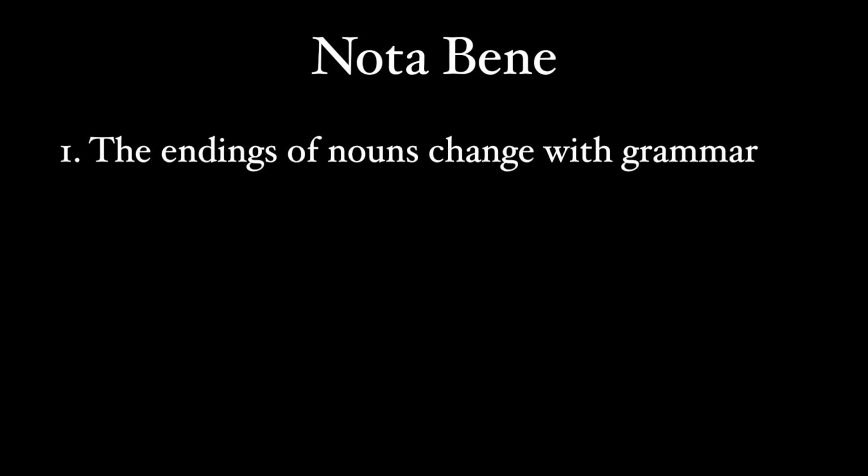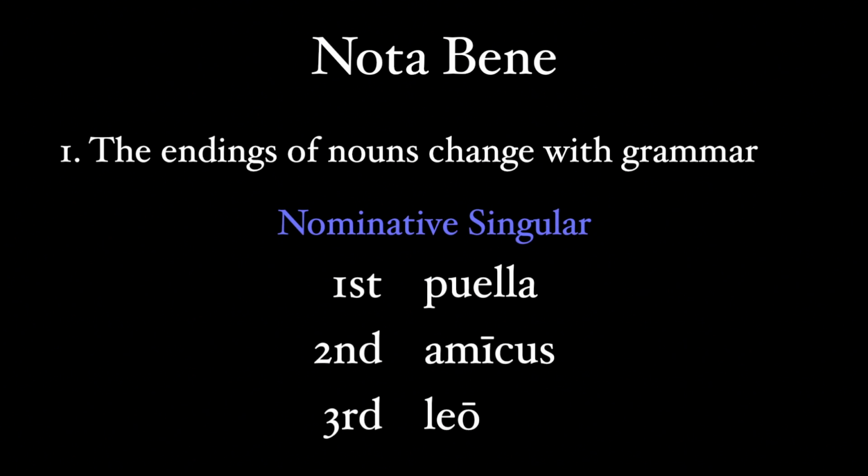To do this, we have to remember a few things. The first is that the ending of the noun changes based on its grammar. When the noun is the subject of the verb, it's in the nominative case, and here we have puella, first declension, amicus, second declension, and leo in the third declension. These are the nominative forms for the singular. In order to have a plural subject, we need to put on the nominative plural ending for these words.